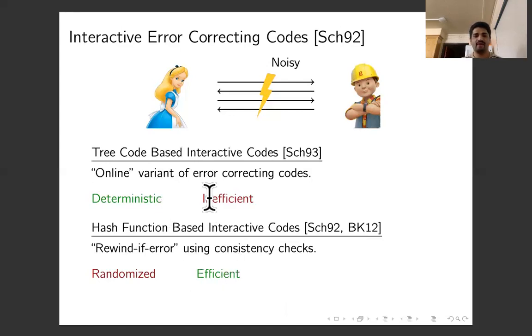Is it possible to have an interactive code that is both deterministic and efficient? And actually, this slide itself suggests two approaches for tackling this question. The first one is to try to construct tree codes that are efficient. So you want to attack this red here. And the second one is to construct or to de-randomize these hash function based interactive codes from, say, BK12.